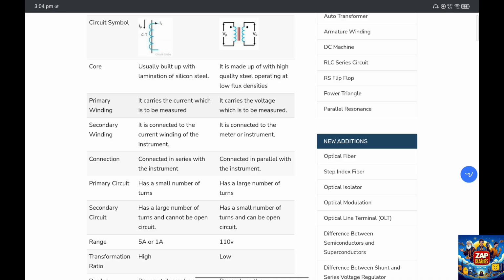Talking about the primary winding, it carries the current which is to be measured. Of course, in the case of CT, the primary is itself the bus bar, the conductor. In the case of a potential transformer, the primary winding carries the voltage which is to be measured, and this is not the conductor. From the main conductor in the case of a potential transformer, tappings are taken to the primary side.